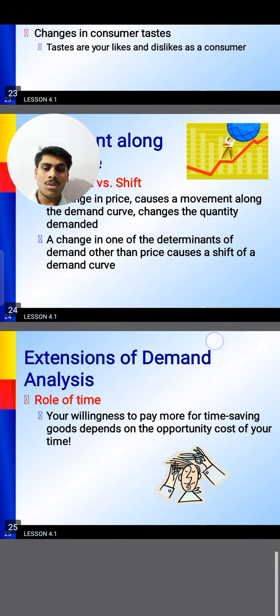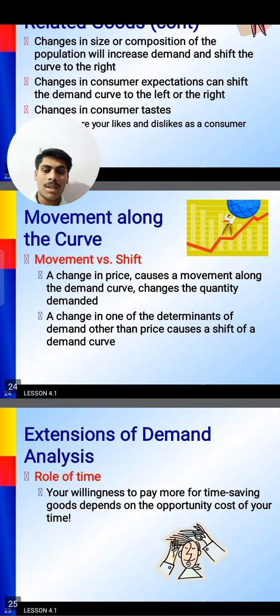The role of time includes extensions of demand. The role of time is about willingness to pay more for time-saving goods, depending on the opportunity cost of your time; this is called expectations of demand in analysis. And what is production? Production is the transformation of input into output.